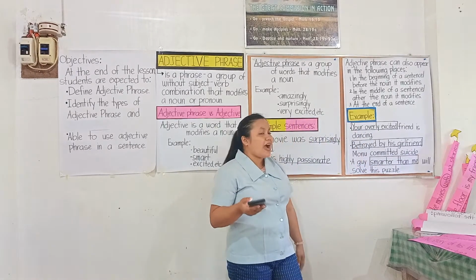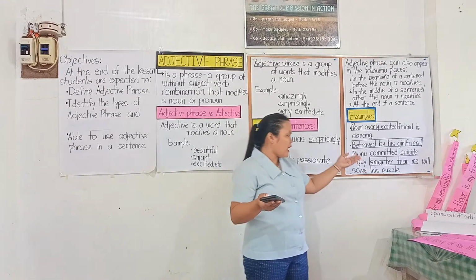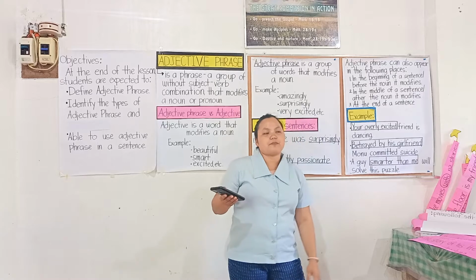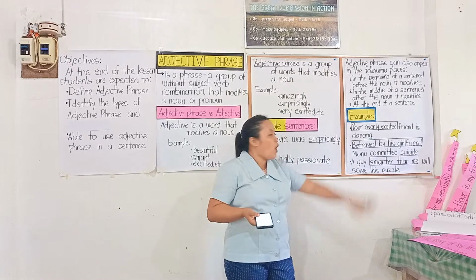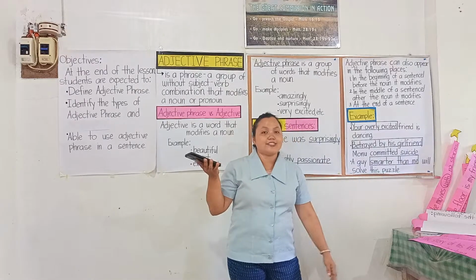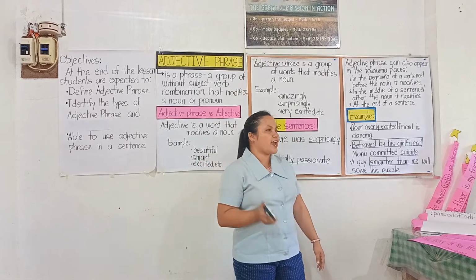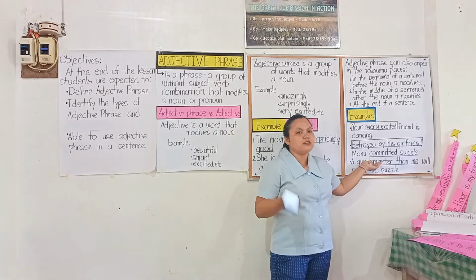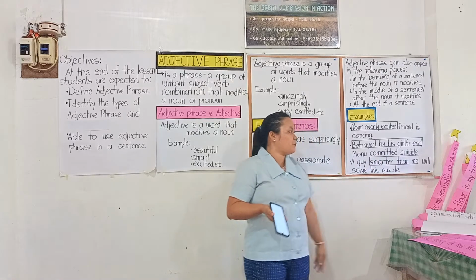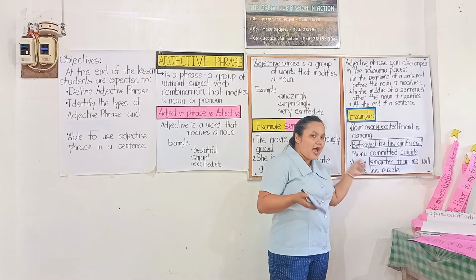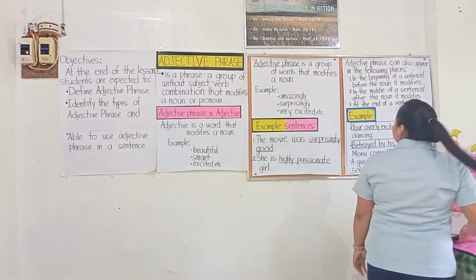Okay, another example. A guy smarter than me will solve this puzzle. Okay, Tihakaw, what did you observe about the sentence? Yes? Where is the adjective phrase found? Okay, very good. The adjective phrase is found in the middle of the sentence, which is smarter than me, that modifies the noun guy. Another example.